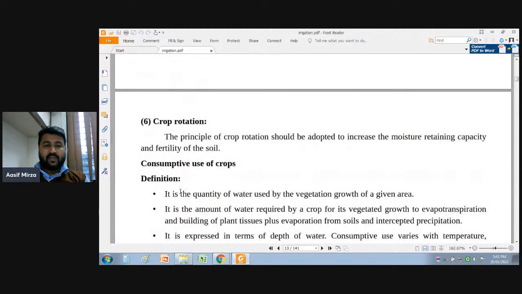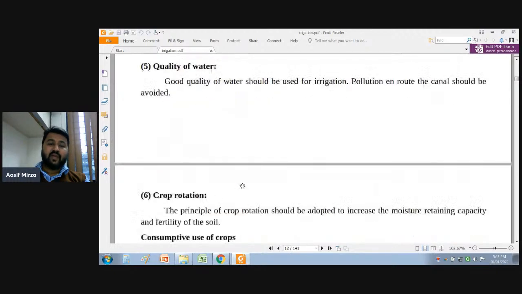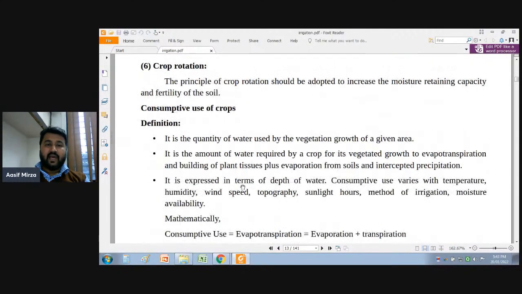Now, crop rotation. The principle of crop rotation should be adopted to increase the moisture retaining capacity and the fertility of the soil. So, the crop rotation we have seen in the earlier slides can be followed to increase the duty of the water.